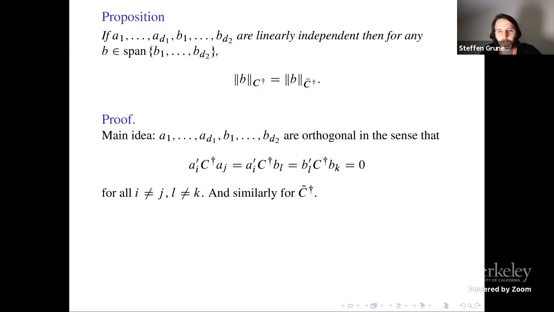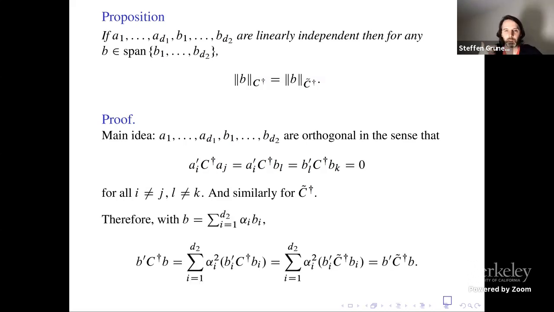The main idea of the proof, which I have on some appendix slides, is that the design points are orthogonal in the inner product implied by the C dagger and C tilde dagger covariance. So that is this line here. If I consider AI versus AJ in this induced inner product, then this is equal to 0. If I consider AI and BL under this inner product, then this is equal to 0. And same for BL and BK. So all these elements are, if you like, orthogonal in the induced inner product, which then directly lets me translate my earlier result to this setting.